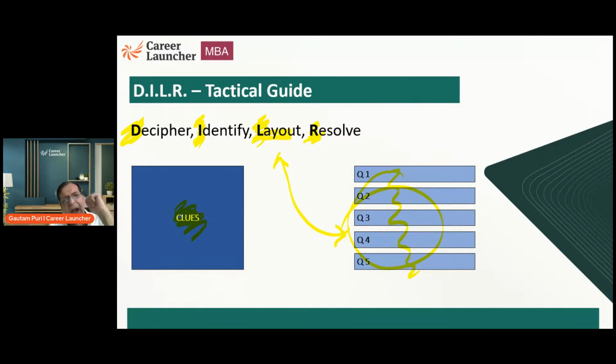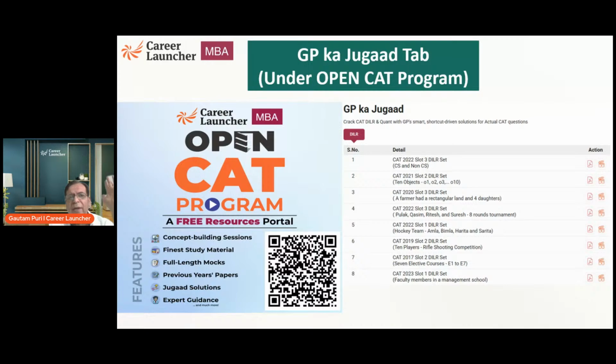Okay. Now, I hope you have downloaded the exercise. And those of you who have missed the earlier sessions, they are available in the OpenCAT. You can again scan this QR code, go to OpenCAT, you'll find the GP ka Jugaad tab, and there you will see the earlier sessions.